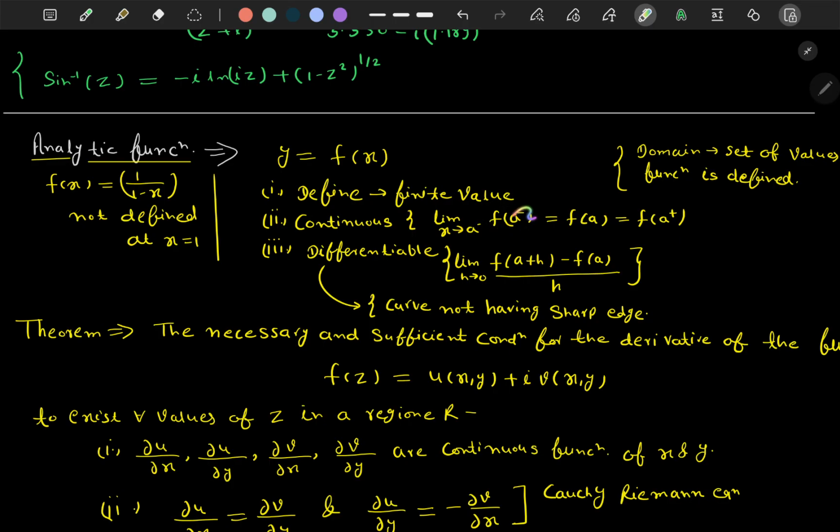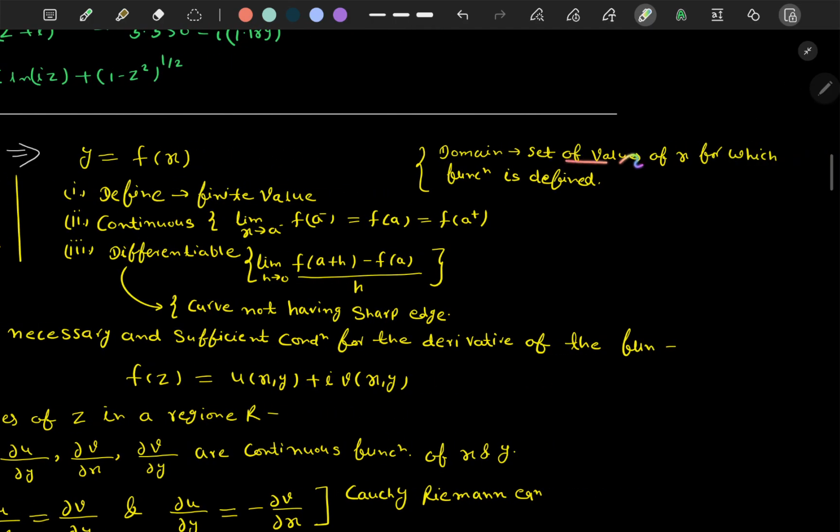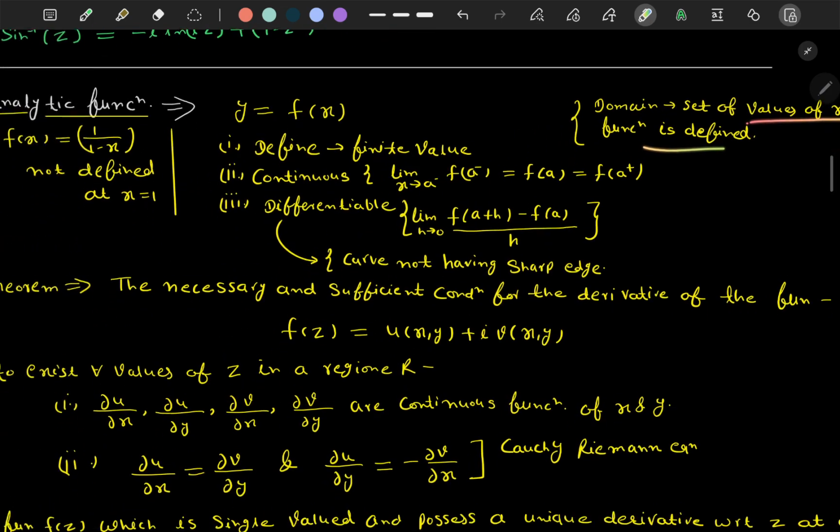What is the domain? Suppose the function is defined at a, then when we take the limit x tending to a from the minus side and from the plus side, the function should have the same value as f of a. There should not be any drastic change in the value of the function. So the function must be continuous. And what is the domain? Domain is basically the set of values of x for which y equal to f of x is defined, and you must have studied all this in your 12th class.